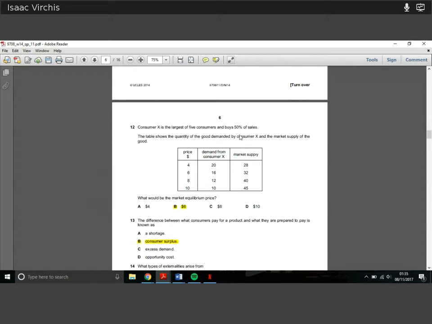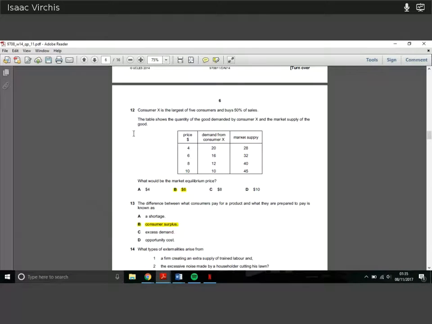Okay, question 12, moving nice and quickly through this paper. Again, this paper I find is quite straightforward, and you'll see there's a couple of tricky questions at the end, but on the whole it should be fairly manageable for you guys. Here we have question 12, where consumer X is the largest of these five consumers and buys 50% of sales.